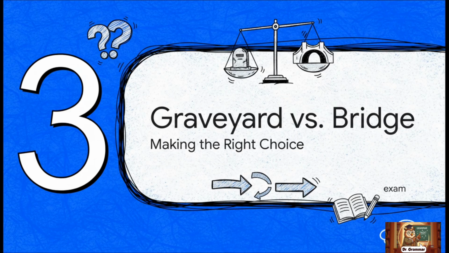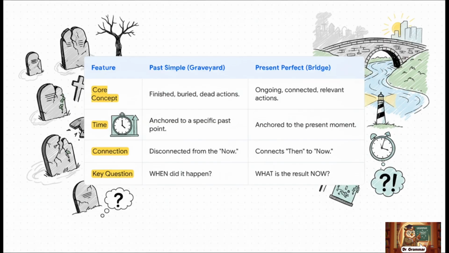All right, it is time for the main event, the showdown. You know the zones, you know the signal words. Now let's put them head to head. When you're in an exam, how do you make that final critical choice? Okay, so this is it. This is the absolute key. For the graveyard, you always ask yourself one simple question. When did it happen? If you can answer with a specific, finished time, boom, it's past simple. But for the bridge, you have to ask, what is the result now? If that action has a direct impact on the present, you know it's present perfect. That's the whole game right there.